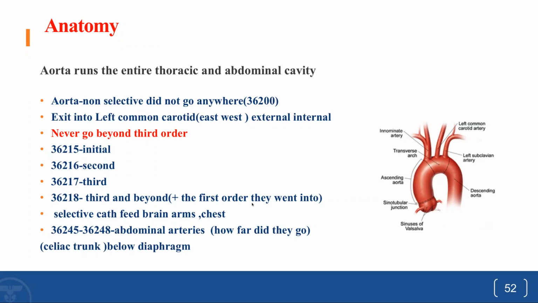And in the back, on that vascular family page, we do have the CPT codes 36215, 16, and 17 in each of those orders. So all you'll be looking for is the name of the artery. Okay, and you'll already have the CPT code back there. All right.